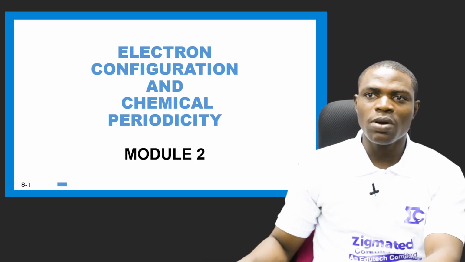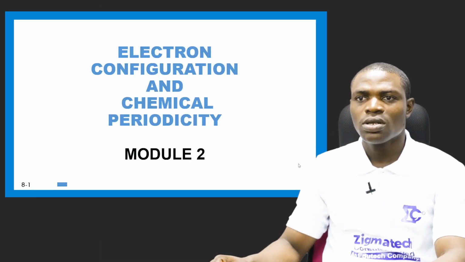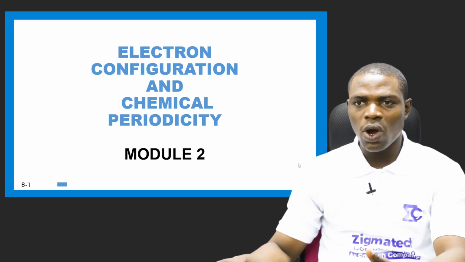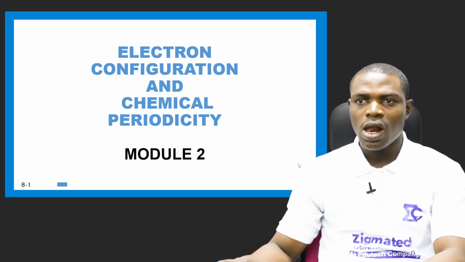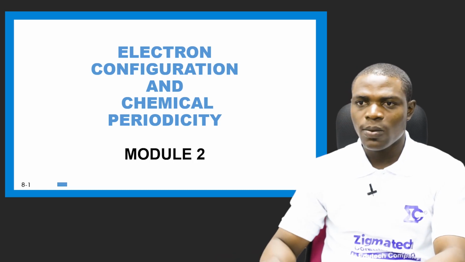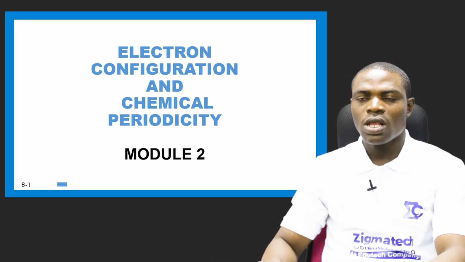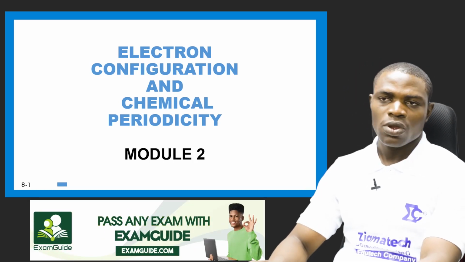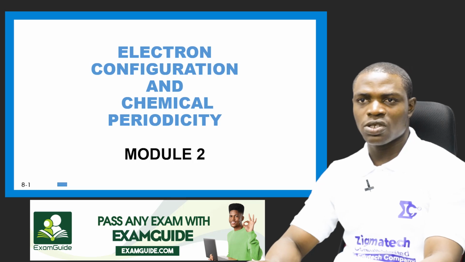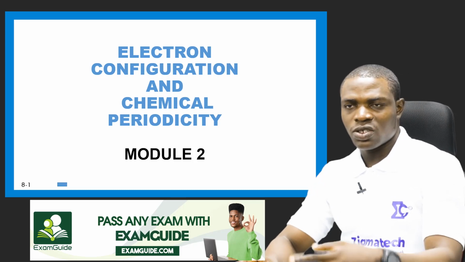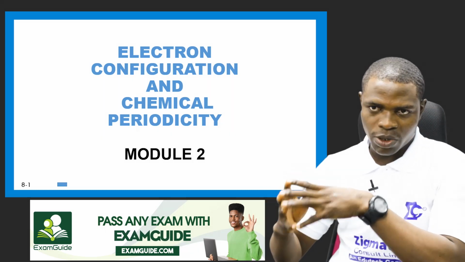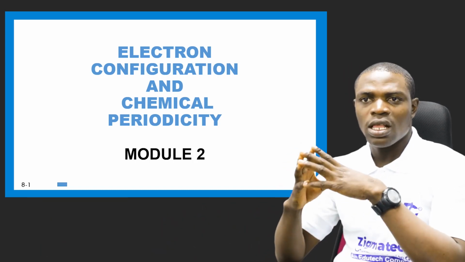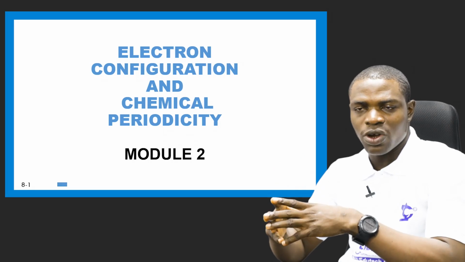This is the concluding part of the electron configuration and chemical periodicity. We have done module 1, 2, and this is the concluding part of this section. In electron configuration and chemical periodicity, we have looked at the definition of electronic configuration, the stratification and the structure of the periodic table, and the guideline in writing electronic configuration.